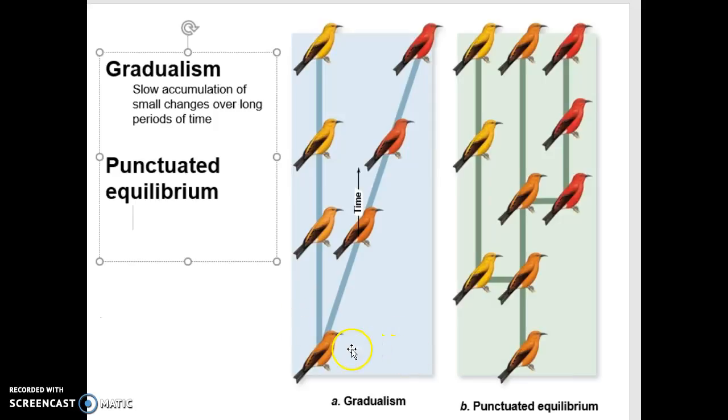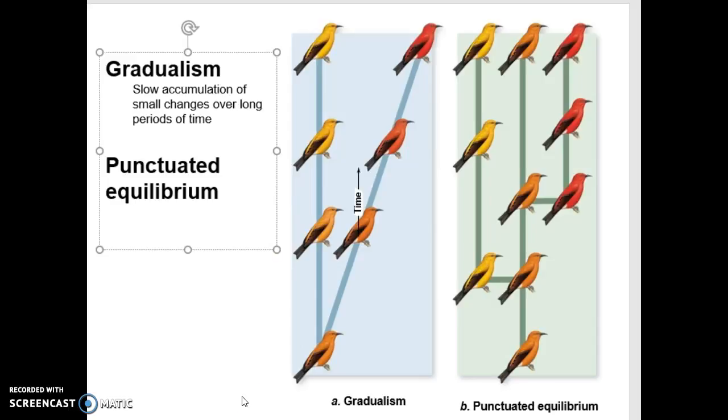So gradualism model here, ancestral population over time, small differences, small differences, small differences. Eventually over big, big periods of time, you have completely different species. But we can see a slow progressive change. That is often found in the fossil record. It's sometimes easier to find examples of gradualism if the environment was stable.